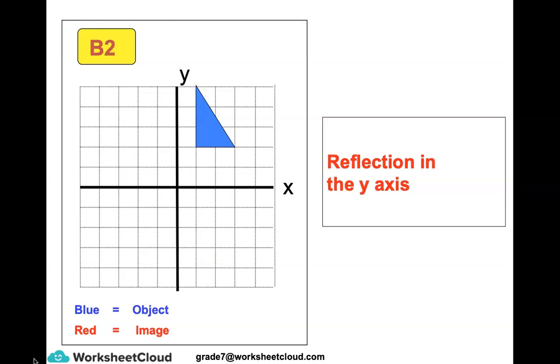All right, if I asked you to reflect it in the y-axis, which is the vertical axis, it's 1 square away from the y-axis, so the image also needs to be 1 square away.